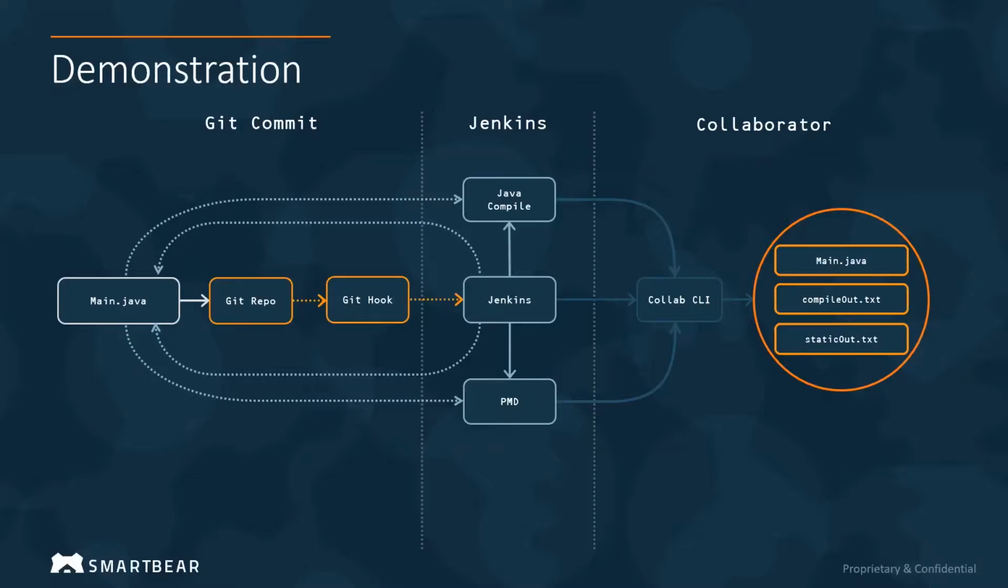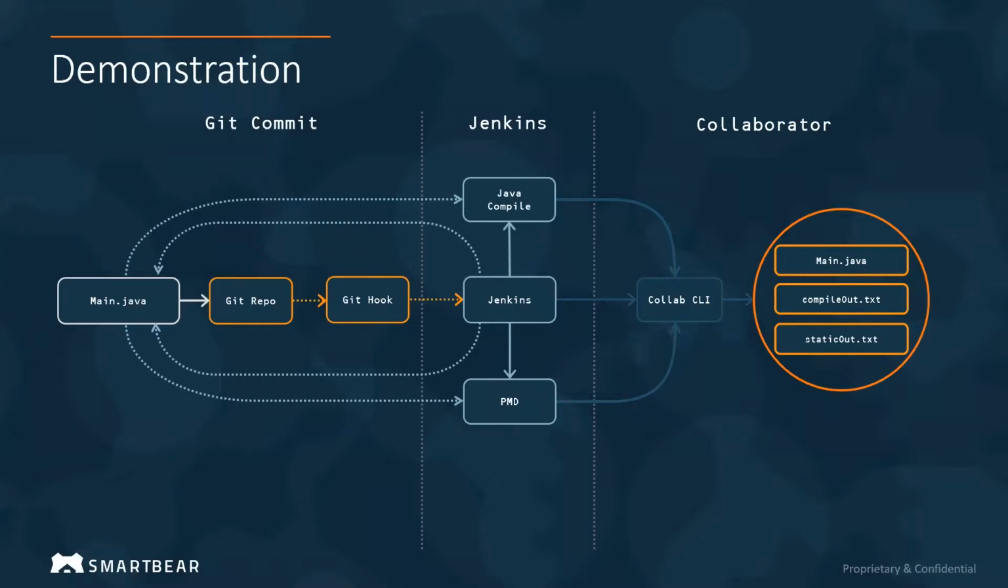The Jenkins job will then, using the Collaborator command line interface, log into my server, create a review for the main.java file, and then append the output files from my compile attempt and my static analysis into Collaborator and create a review.